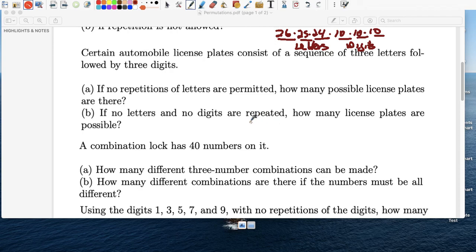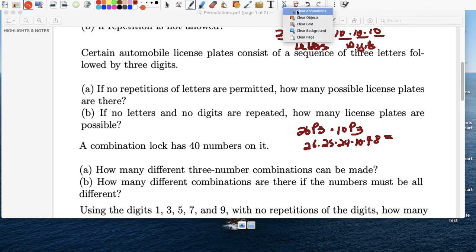The bottom one: if no letters and no digits are repeated, how many license plates are possible? So you can actually write it like this, 26P3 times 10P3 as well, right? So this, again, is just a fancy way of writing 26 times 25 times 24 times 10 times 9 times 8, because the numbers cannot be repeated. And like I said, you guys can multiply that. Okay.